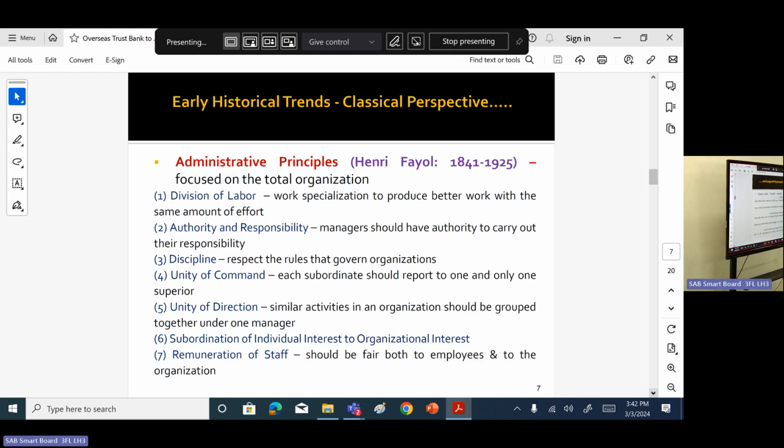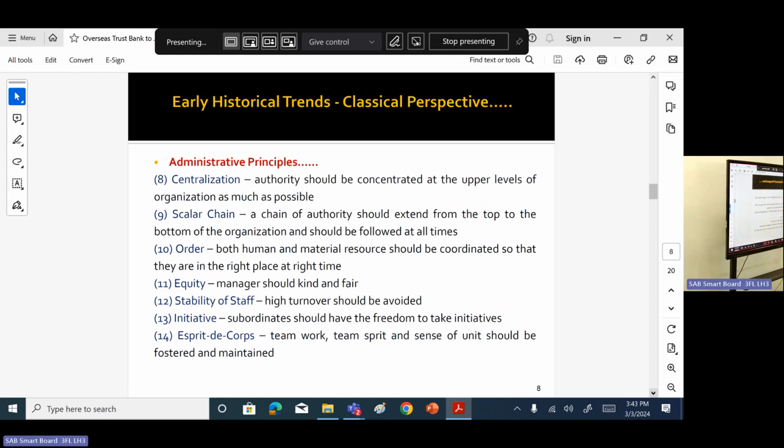But make the value financial, make the value moving question financial rewards. Author studies only change that mindset. The 8th one is centralization. Most decisions in an organization should be made by the upper managers, but a certain decentralization should also be done.